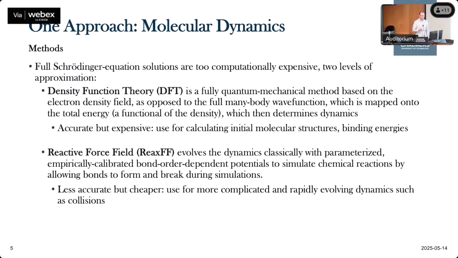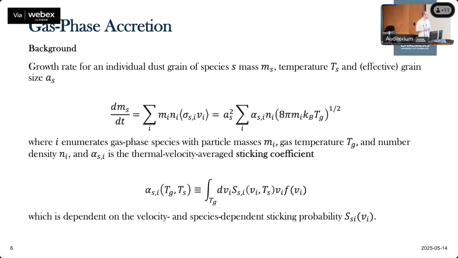This is less accurate, but it's cheaper, and so it's the one that we have to use for modeling the more complicated and rapidly evolving dynamical processes.